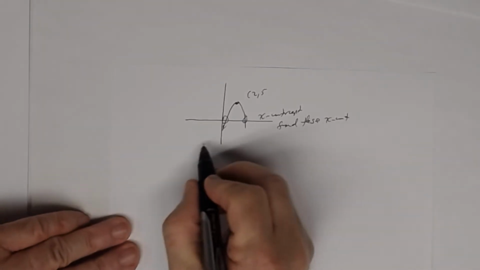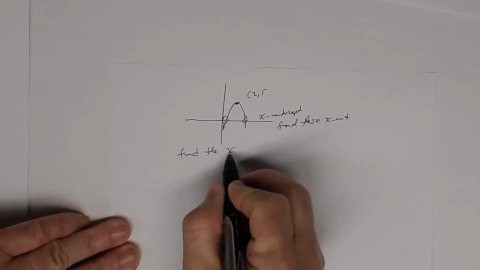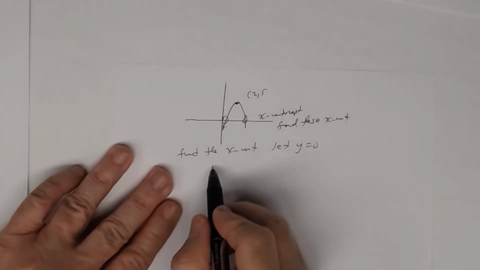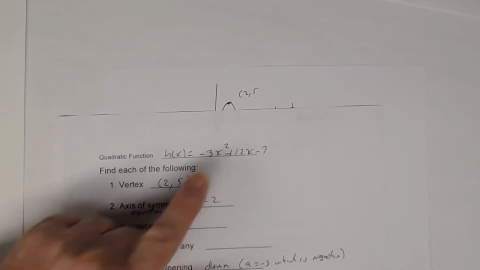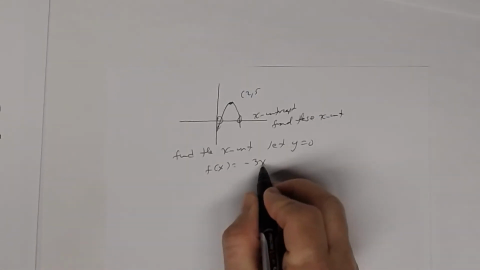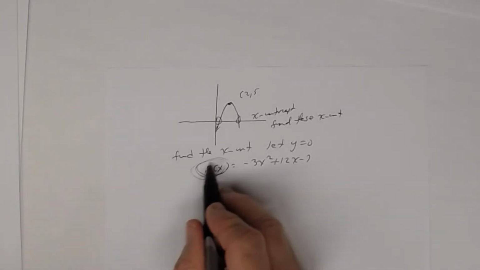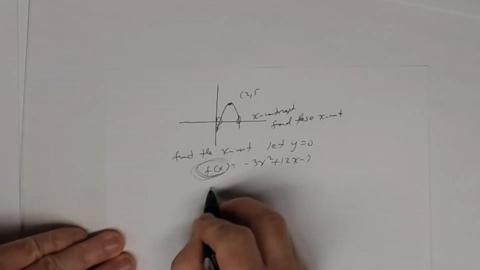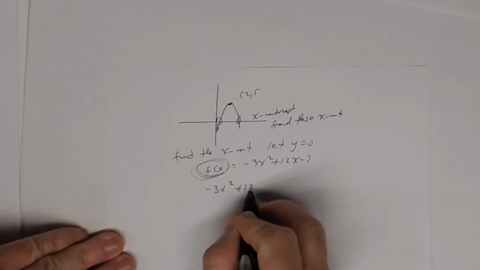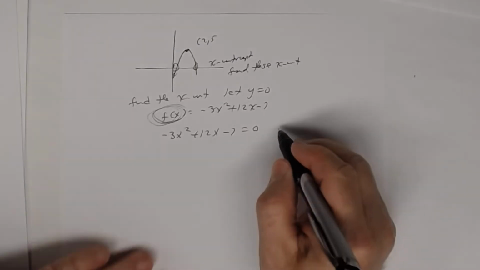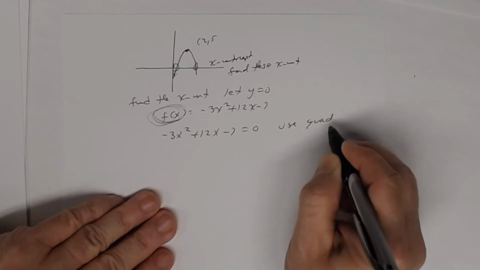To find the x-intercept, remember we have to let y equal 0. So I'm going to take my function. Your function is f of x equals negative 3x squared plus 12x minus 7. So I'm going to set f of x equal to 0. That's your y. So I get negative 3x squared plus 12x minus 7 equals 0. This is not factorable, so you must use the quadratic formula.